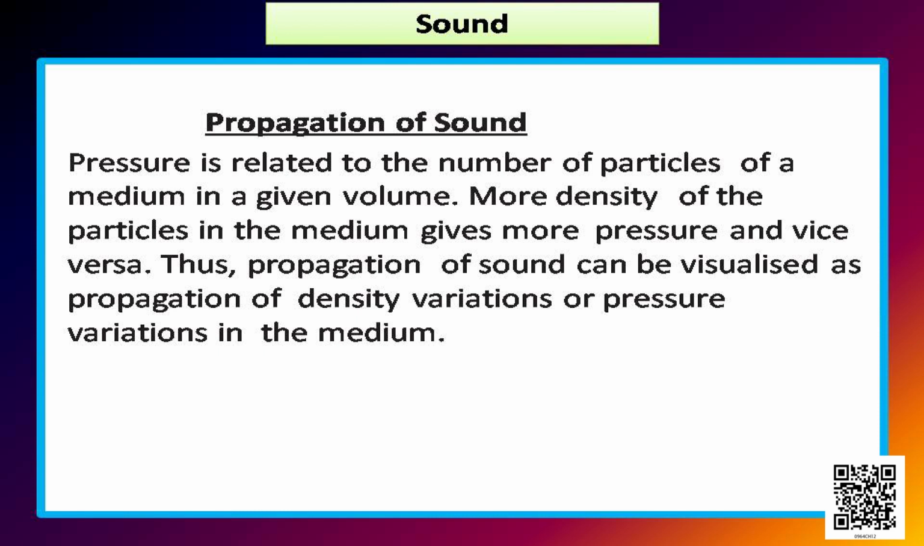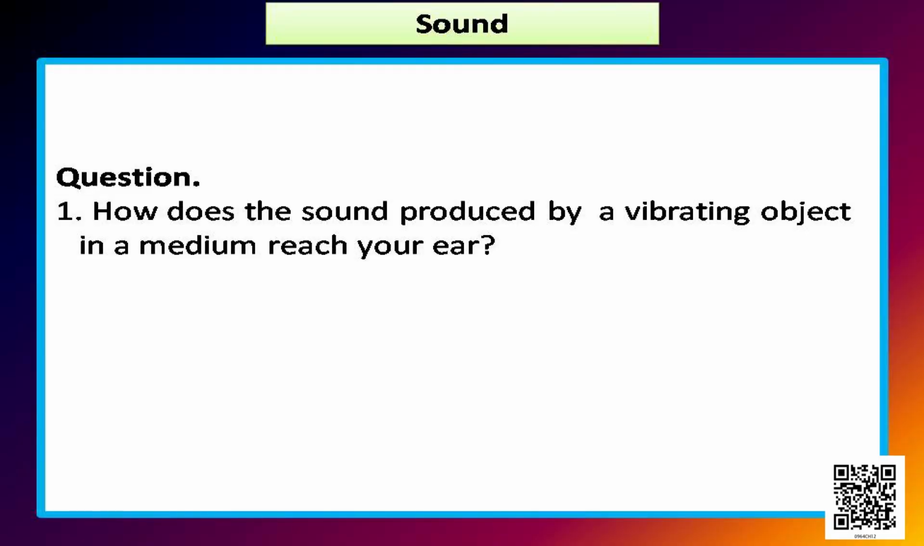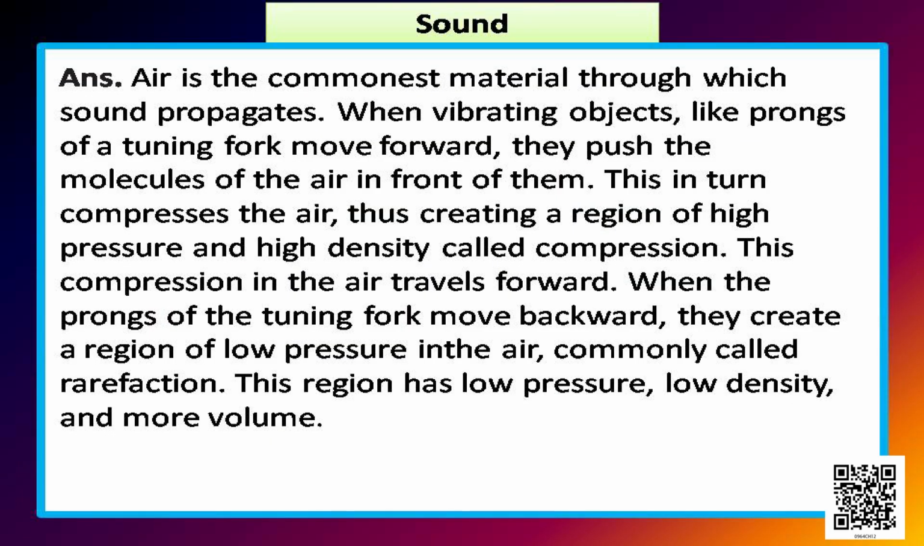Students, let us now discuss the question that is given on page 162. It says, how does the sound produced by a vibrating object in a medium reach your ear? We have already discussed it. So what should be the answer? Air is the commonest material through which sound propagates. When vibrating objects like prongs of a tuning fork move forward, they push the molecules of the air in front of them. This in turn compresses the air, thus creating a region of high pressure and high density called compression.